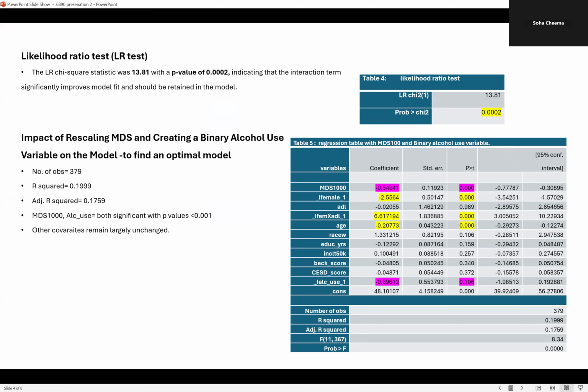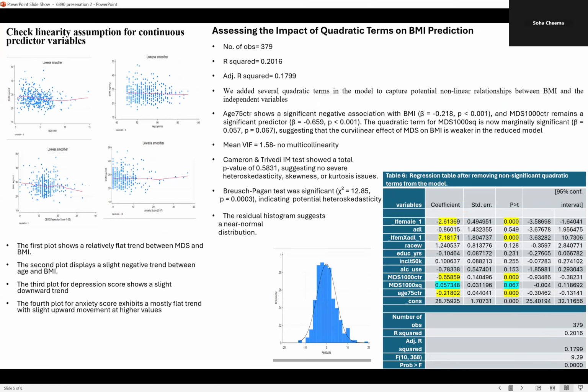Then we rescaled MDS and created a binary alcohol use variable to enhance the model. The number of observations remained the same. R squared and adjusted R squared change a little bit. MDS 1000 and alcohol use both were significant with a p-value less than 0.001, and other covariates remain largely unchanged.